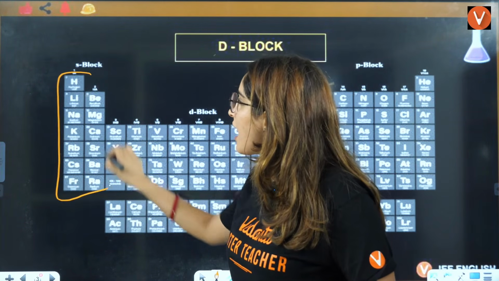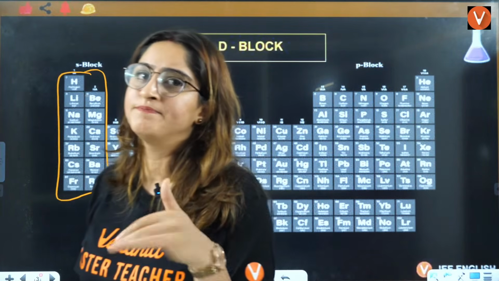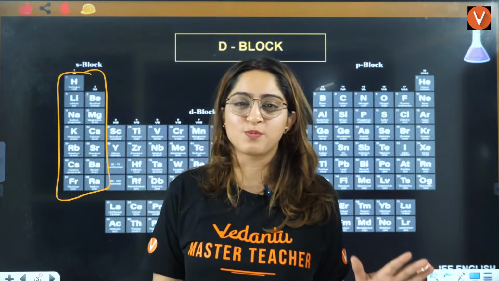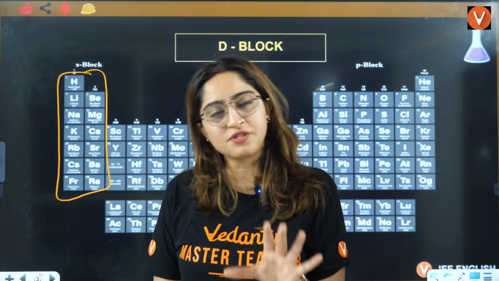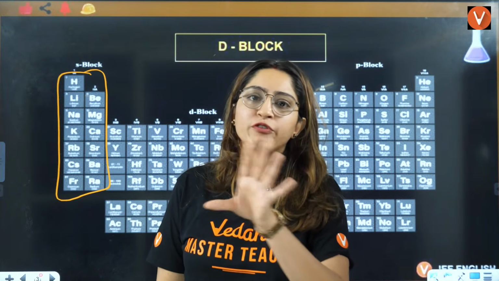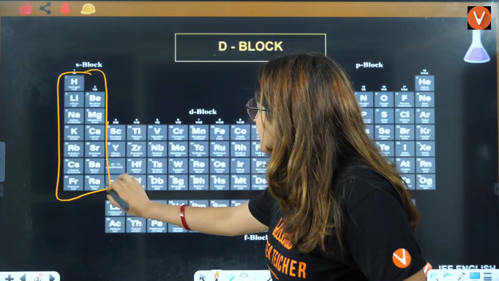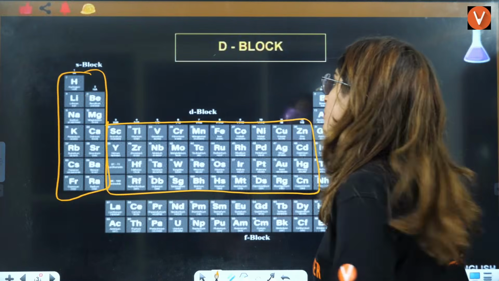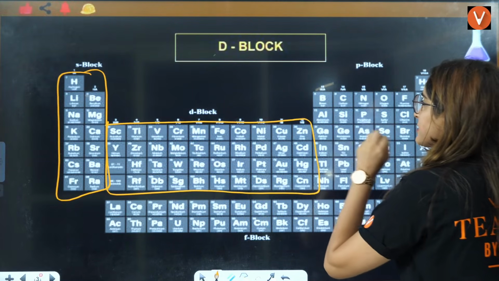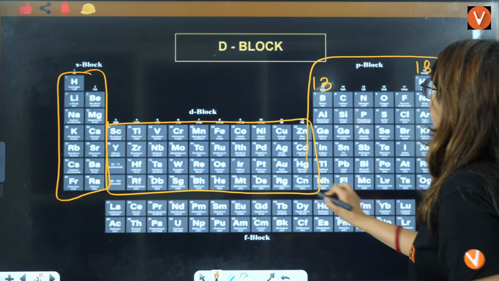The first two groups are under s block. Earlier students used to learn s block in detail, but now it's only in the JEE Advanced syllabus, so you'll understand that when we focus on JEE Advanced. And this is d block: from group 3 to 12 is d block, and 13 to 18 is p block.